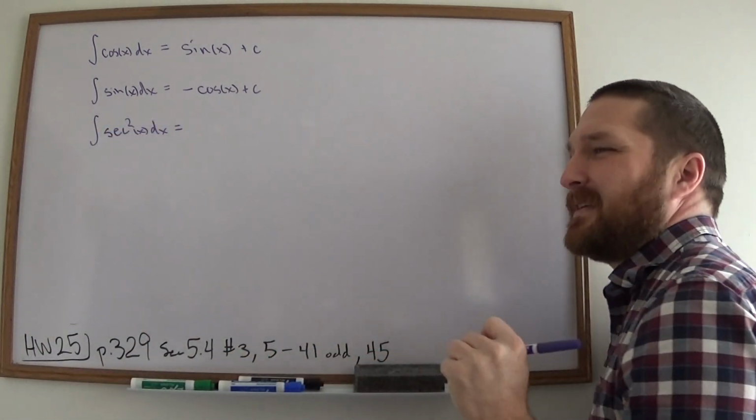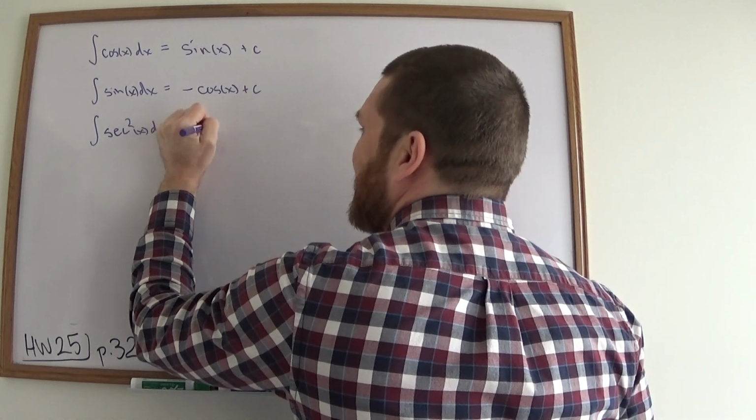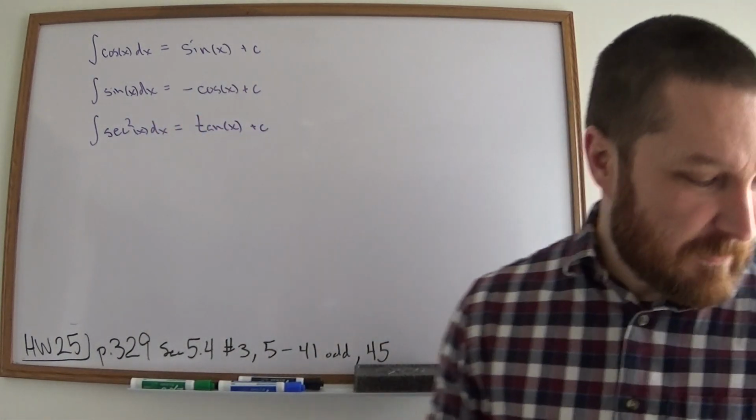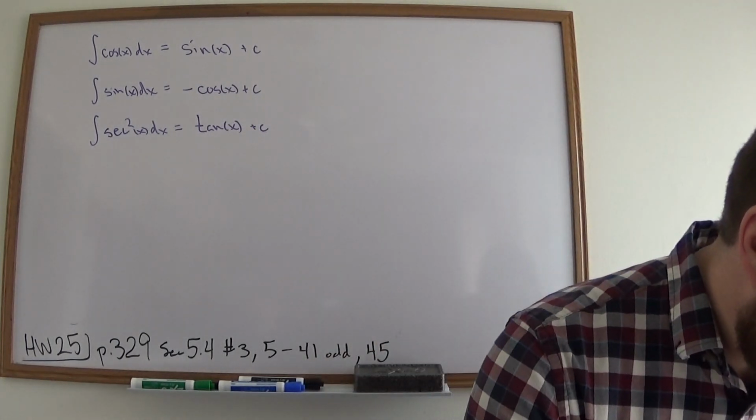What do you think? Tan of x. That's tangent of x. Plus c. Plus a constant. Did you like my joke with the waitress? Oh yes.